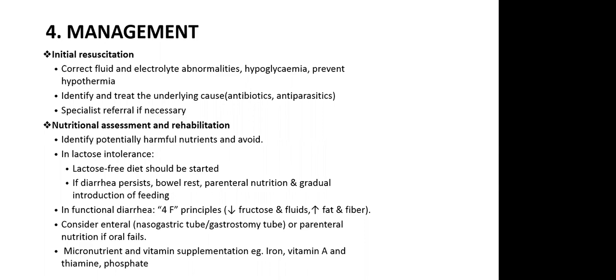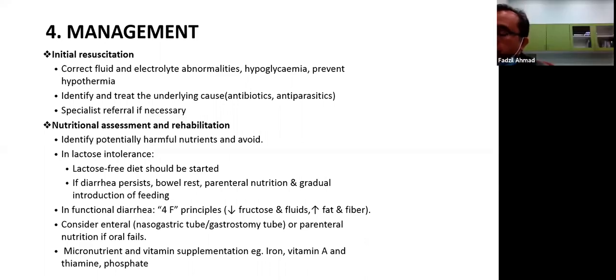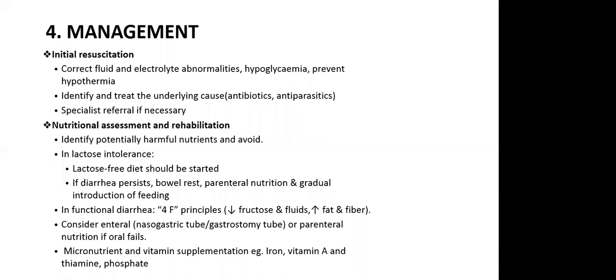For functional diarrhea, toddlers' diarrhea, the principle is to reduce fructose and fluid, and increase fat and fiber. We must consider enteral feeding, for example NG tube, gastrostomy, or parenteral nutrition if the oral route fails. And we must consider nutrient and vitamin supplementation, for example iron and vitamin A if the patient is deficient. Okay, this is the principle of management. Okay, so next.